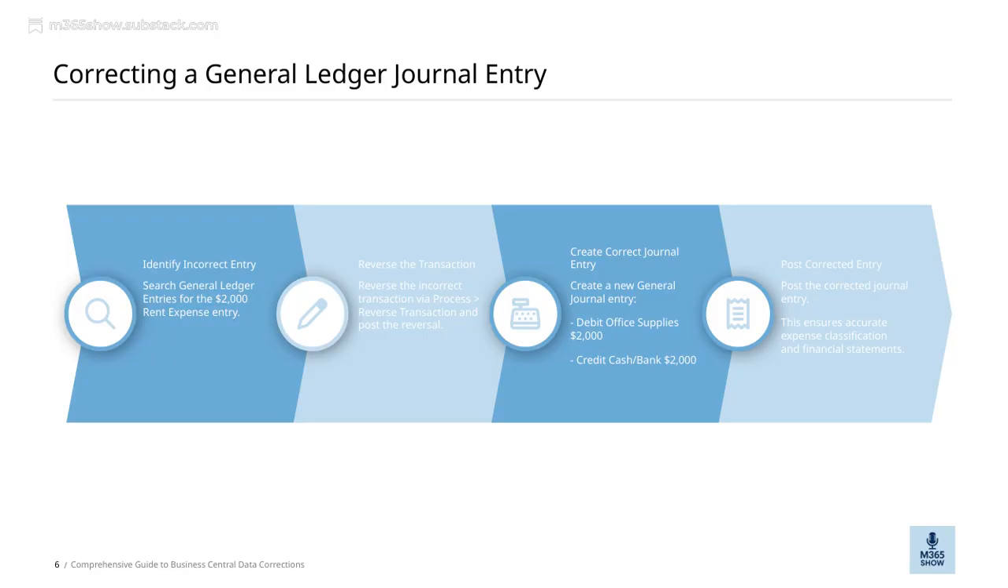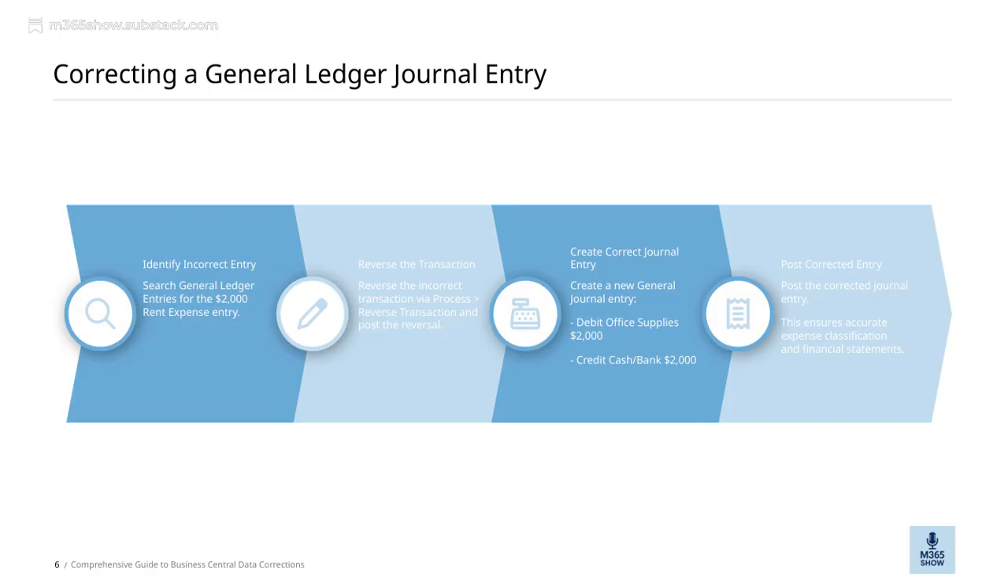To create the corrected journal entry, you'll debit the office supplies account with $2,000 and credit the cash or bank account with the same amount. This corrects the previous mistake and properly records the expense.